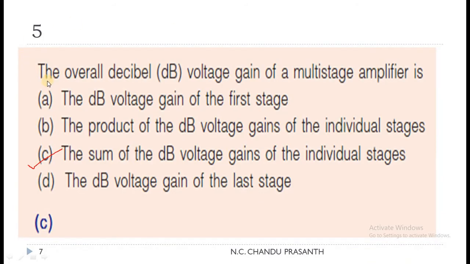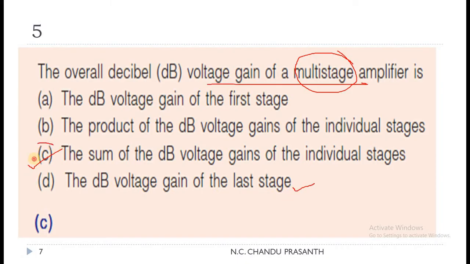Okay, the next one, the fifth one: the overall dB voltage gain of a multi-stage amplifier is: option A, the dB voltage gain of the first stage; option B, the product of the dB voltage gains of the individual stages; option C, the sum of the dB voltage gains of the individual stages; and option D, the dB voltage gain of the last stage.